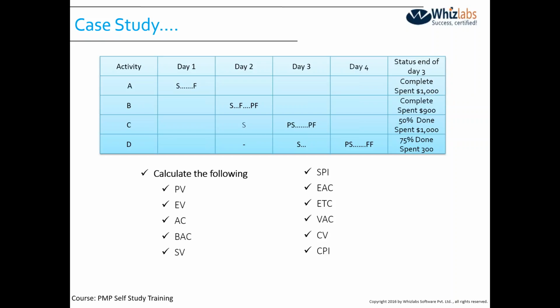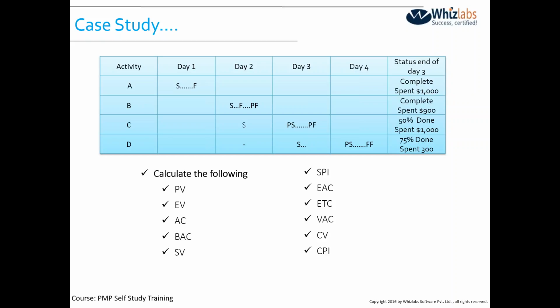Activity B actually started on day 2, and this activity was finished earlier, though the planned finish was probably much ahead, within day 2 only. This activity was also done, and here the money spent was $900. Just assume that on day 2, a resource would work for 8 hours, but that person ended up completing the work in, say, 4 hours or maybe 5 hours. That means we were able to complete that work in less money. We should have spent $1,000, but since the person completed the work earlier, we ended up spending $900.